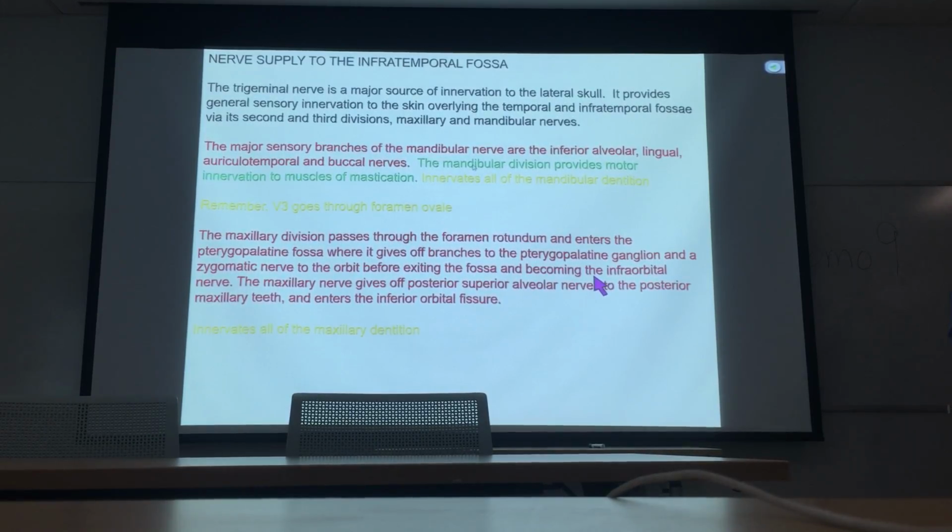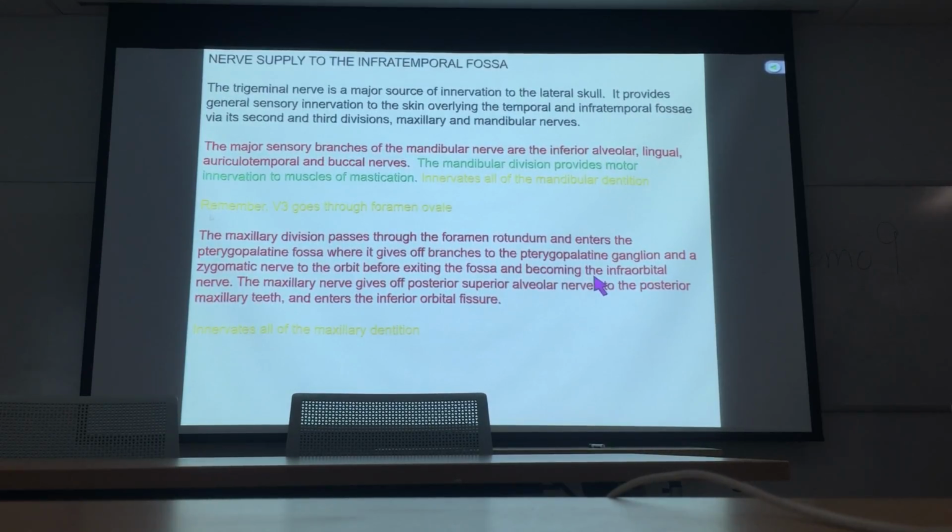So V3, what does it do? It travels through foramen ovale, comes into the infratemporal fossa. It gives off 4 primary sensory branches: inferior alveolar, lingual, long buccal, auriculotemporal. And we'll talk a little bit more about those. Okay? V2 does have some connection to the infratemporal fossa. You don't find it inside the infratemporal fossa. Remember, it goes through foramen rotundum, goes into the pterygopalatine fossa, but it gives off a branch that you will find going into the infratemporal fossa, that being the PSA nerve.